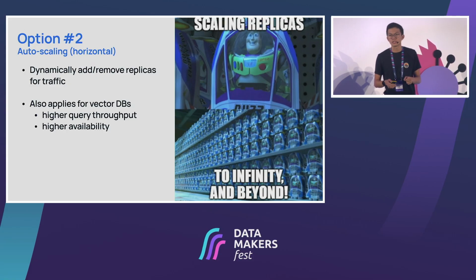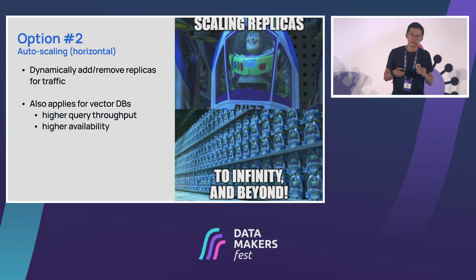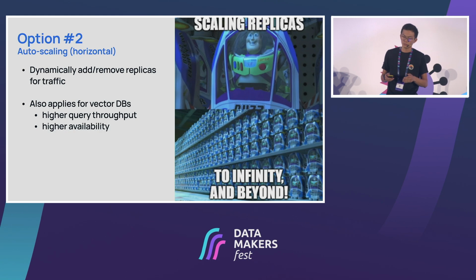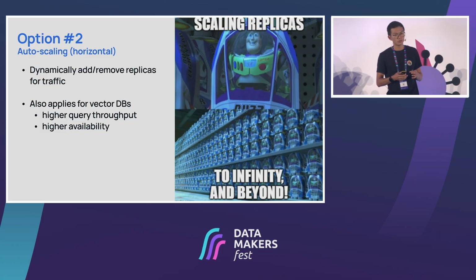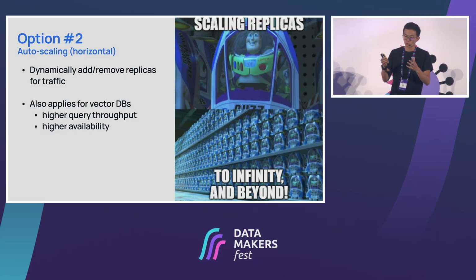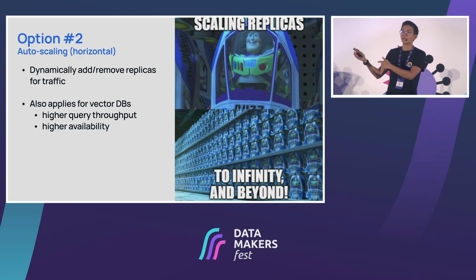Say we have one of these deployed in a single instance, we still don't know with absolute certainty how much traffic we're going to get. So the reasonable way to address this would be to dynamically add or remove resources depending on the traffic, and we can do that by enabling auto-scaling. This would apply to vector DBs as well, if you want to support higher query throughput by replicating your index over different nodes, or enabling higher availability for a system.